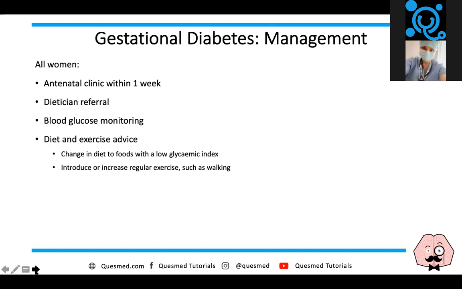In terms of management, all women with a diagnosis of gestational diabetes should be seen at an antenatal clinic within a week. They should also be referred to a dietitian and counselled on how to check their own blood glucose. They should also be given appropriate lifestyle advice, including changing their diet to include more foods with a low glycemic index and to introduce or increase regular exercise such as walking.